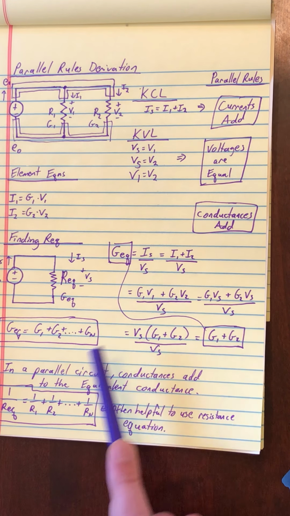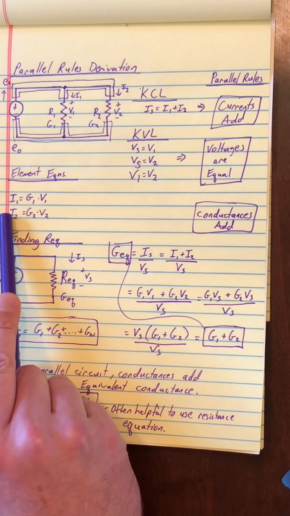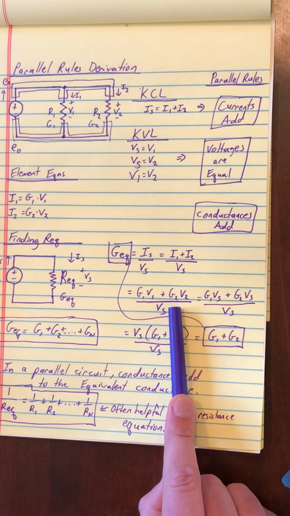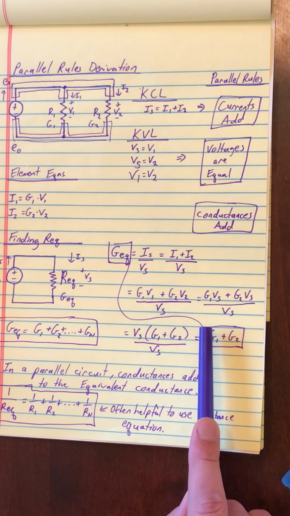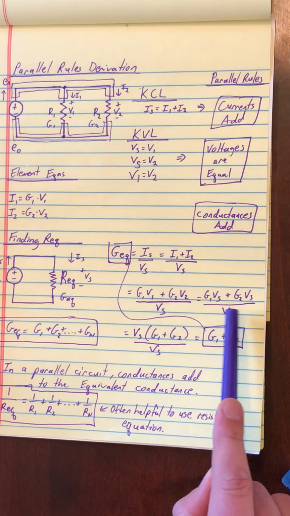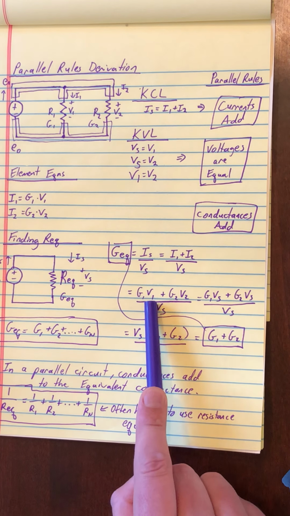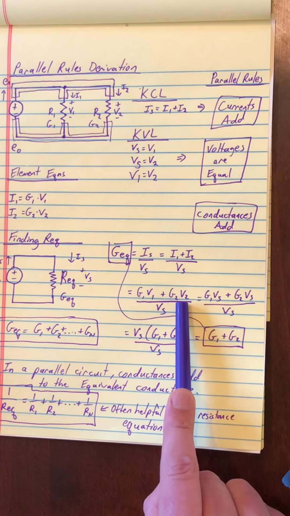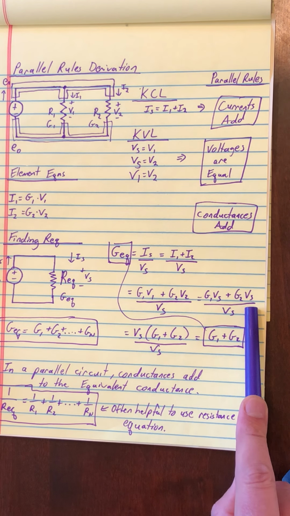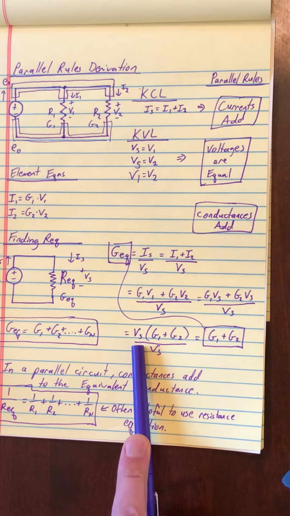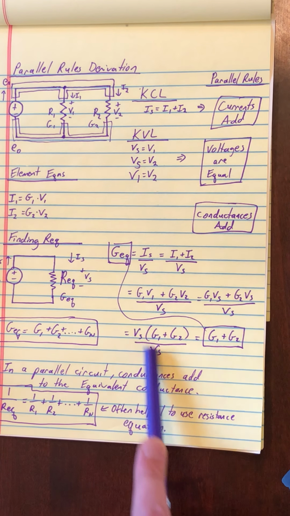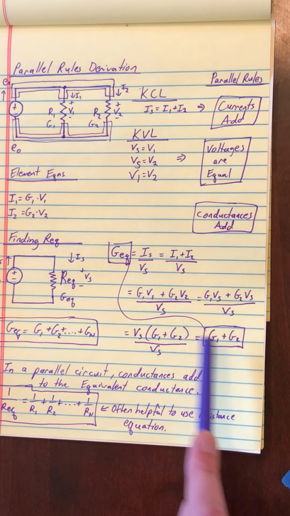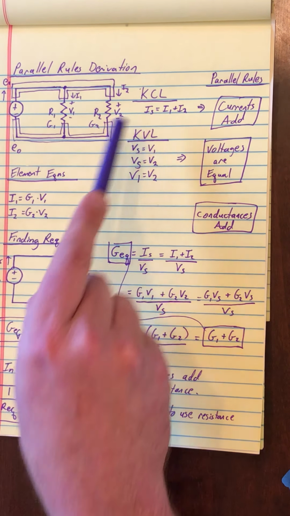Then I can use my element equations. I1 is G1V1, so I can plug that in, and G2V2 for I2, and then I can go ahead and distribute out. Then I replace the V's here, since KVL says the V's are all the same. So V1 and V2 are actually equal to V source in our circuit, and I can distribute out the V source, and that's also on the bottom, and we can see that those will cancel out and we get G1 plus G2.